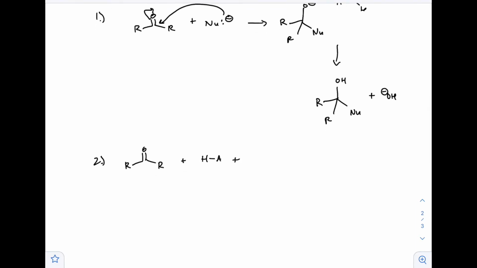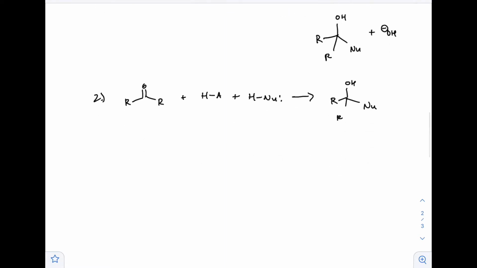one example would be when we have an acid with a carbonyl and a neutral nucleophile. The reason why we might want to add that neutral nucleophile with an acid is because, since it's a neutral nucleophile, it's not as strong of a nucleophile, right? And so that means we need an acid catalyst to help move things along.